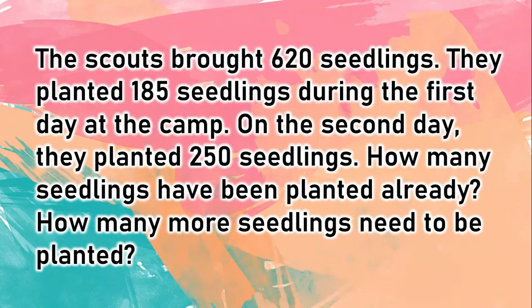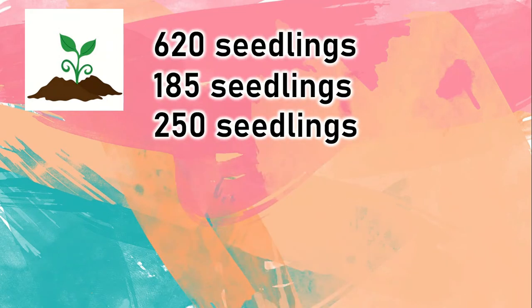Next problem: the scouts brought 620 seedlings. They planted 185 seedlings during the first day at the camp. On the second day, they planted 250 seedlings. So how many seedlings have been planted already? And how many more seedlings need to be planted? So it's very confusing. What we're going to do is find first what are the given. So we have here 620 seedlings, 185 seedlings, and 250 seedlings. These are the given.